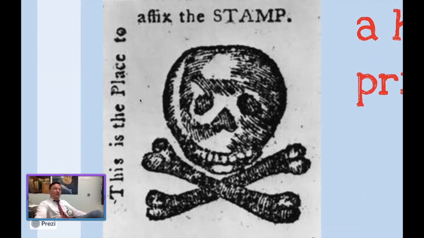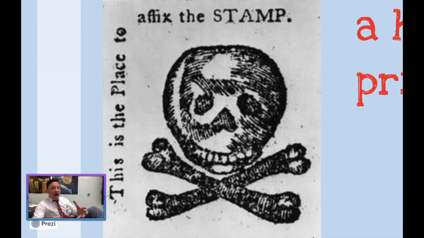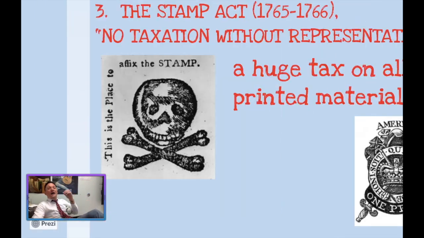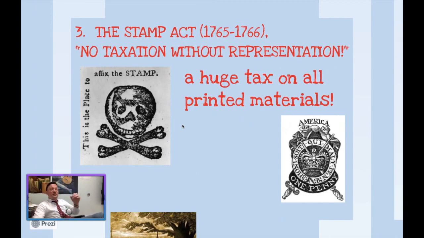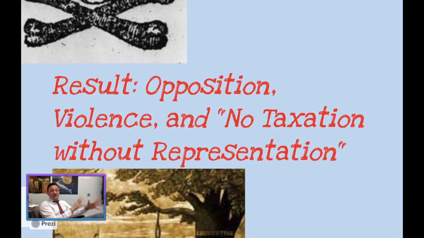This is a political cartoon that actually came out following the Stamp Act, and it says, this is the place to affix this stamp, showing a skull and crossbones saying, Britain, you're killing the colonies. You're killing us because you're actually unfairly taxing us this very large amount, right? So this leads to some of the earliest opposition against the British government during the American Revolution. Also some early violence and the phrase, no taxation without representation.